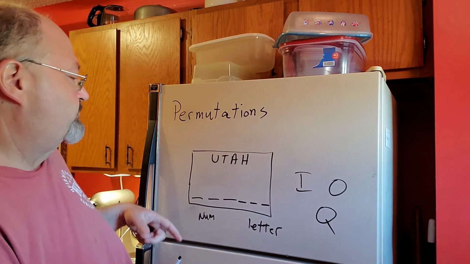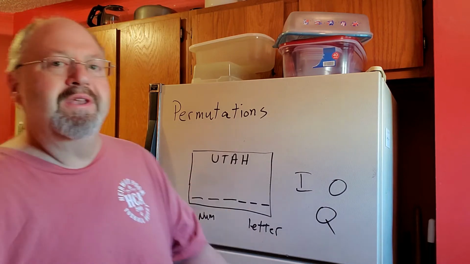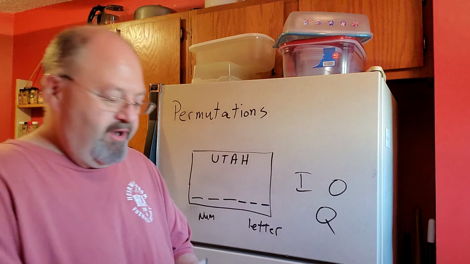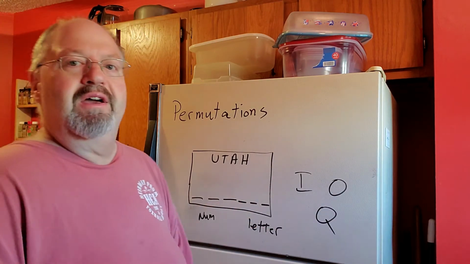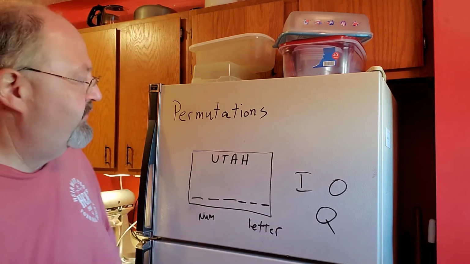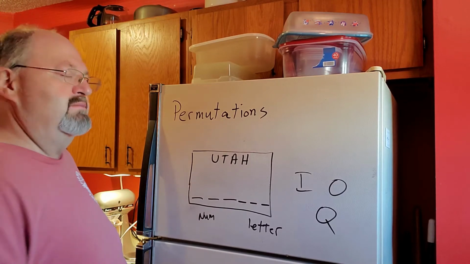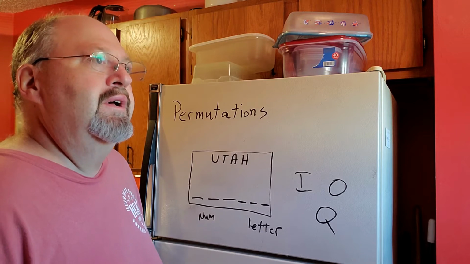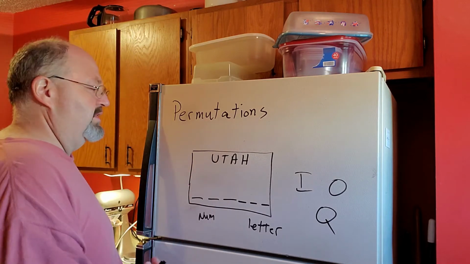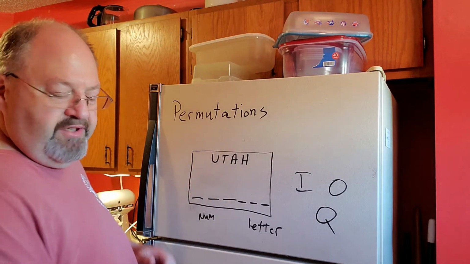Here's my question. How many different ways, how many different license plate combinations do we have if we have these rules? How do we figure that out? Ideas? Open ideas. All right, so here's how we're going to do this. Kind of, at least for now.